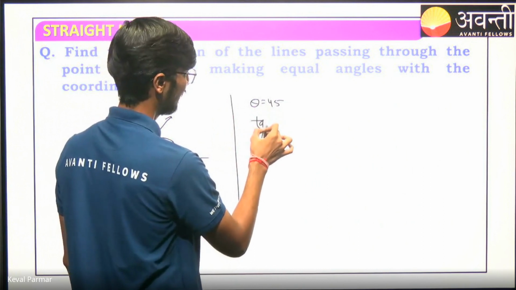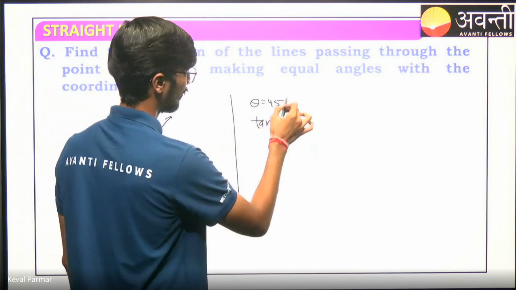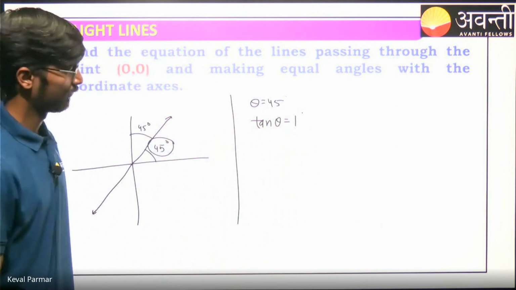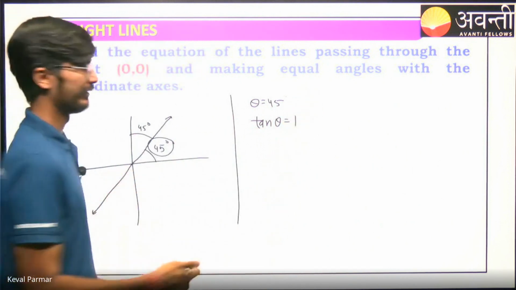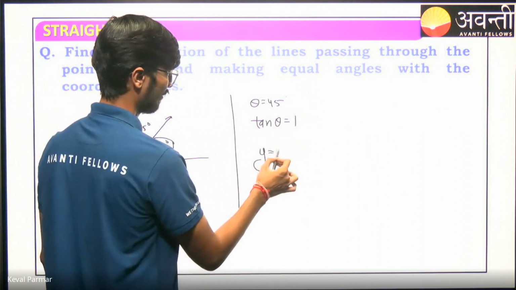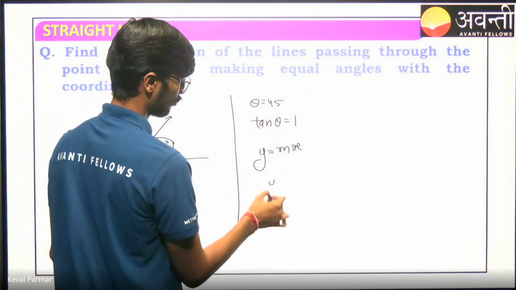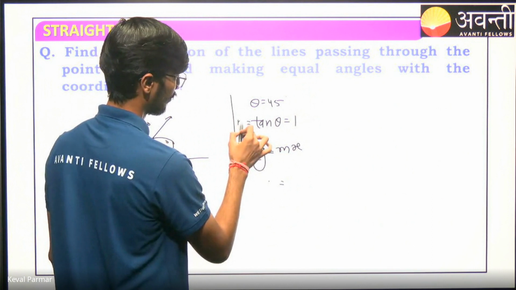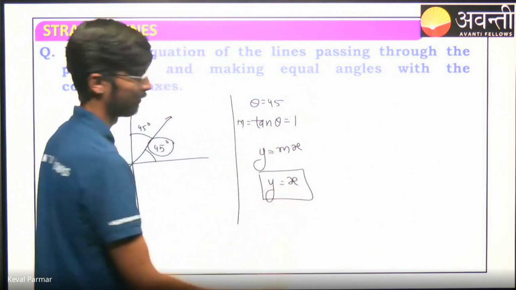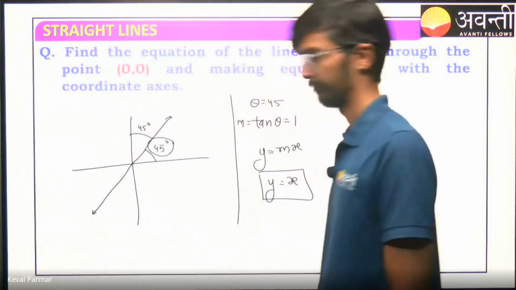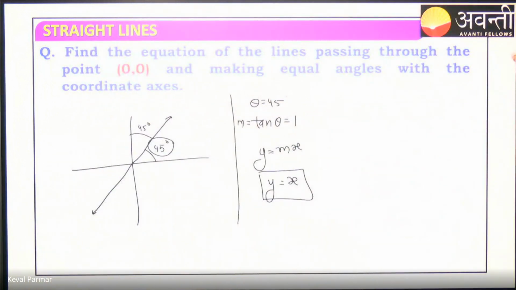So tan theta is 1. And we know that if the line passes through the origin, my equation is y equals mx. So m is basically 1. So y equals x is my equation. Simple, right? Let's see what we have next.